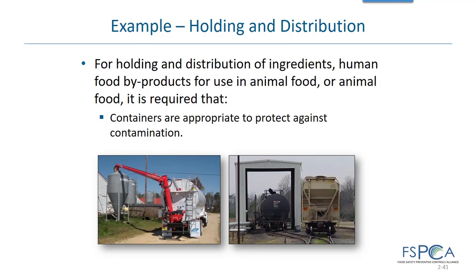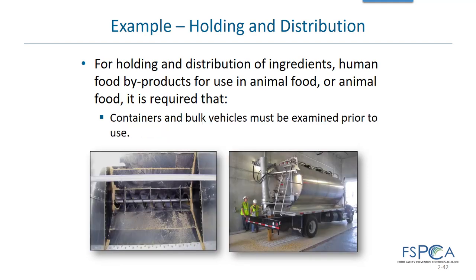So here's a couple examples of what holding and distribution could look like. For holding and distribution of ingredients, human food byproducts for use in animal food, or animal food itself, it's required that containers are appropriate to protect against contamination. So I think we have two good examples here of some containers that are enclosed and not allowing the ingredients or product to be exposed to the outside environment where they could pick up a contaminant. We are also supposed to use containers and bulk vehicles that are examined prior to use. So again, I have a couple examples here.